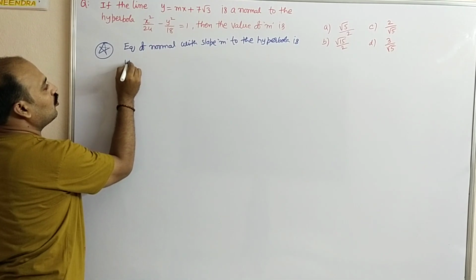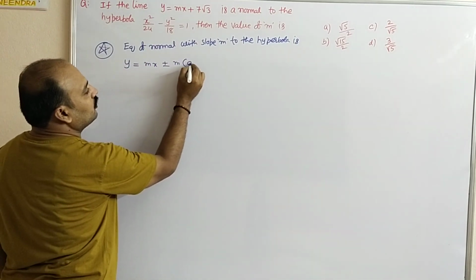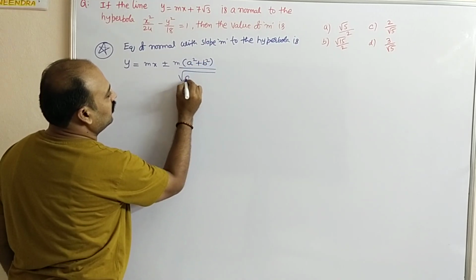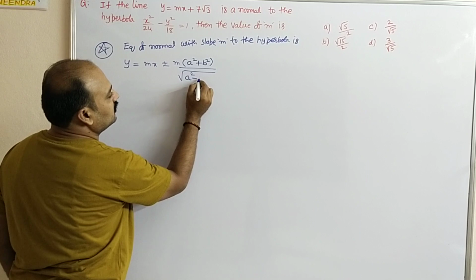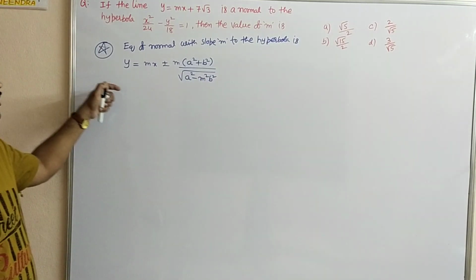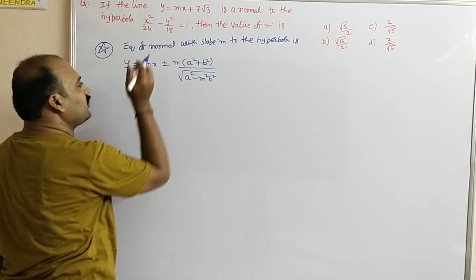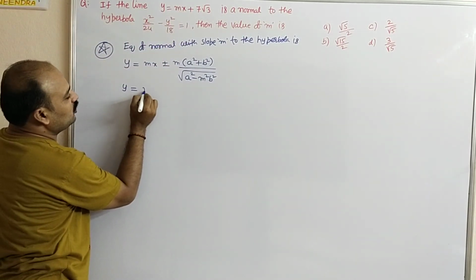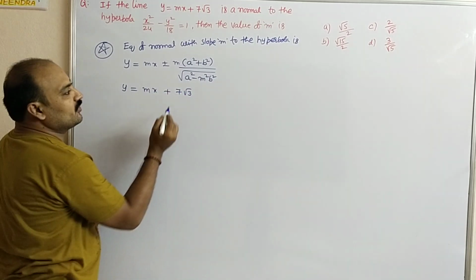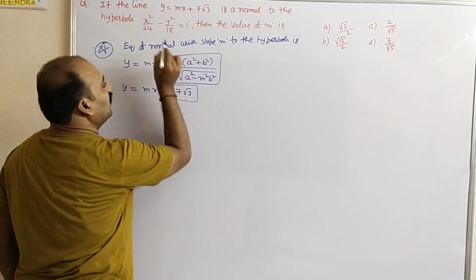is y equal to mx plus or minus m into (a square plus b square) divided by root over (a square minus m square b square). This is the formula of the normal equation with slope m. This normal equation is given now: y is equal to mx plus 7 root 3. So this value and this value are equal.